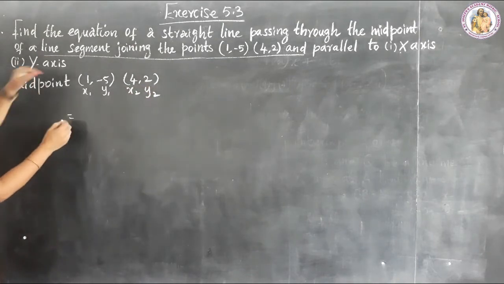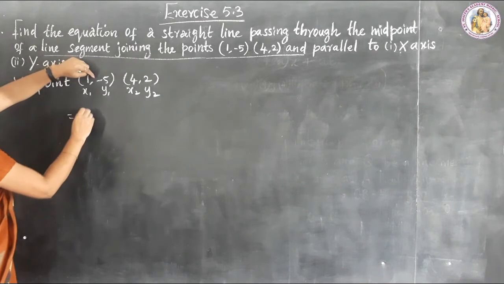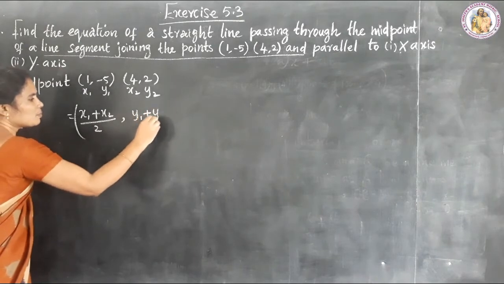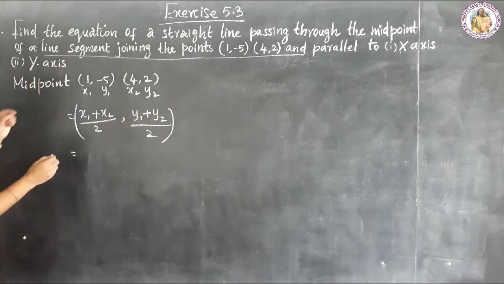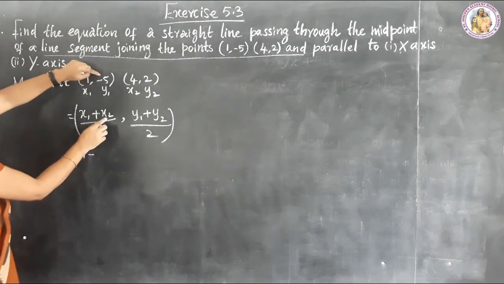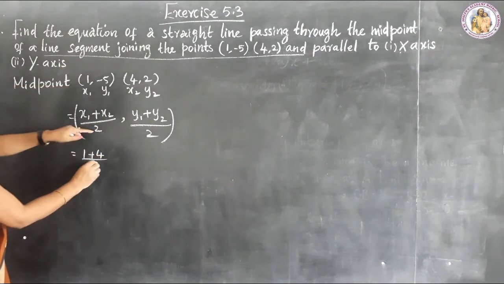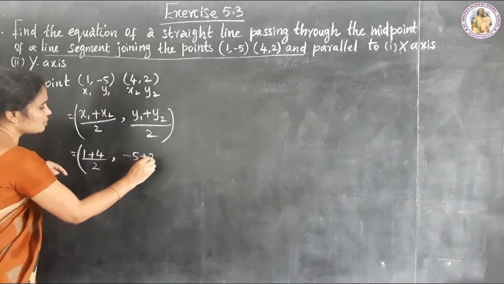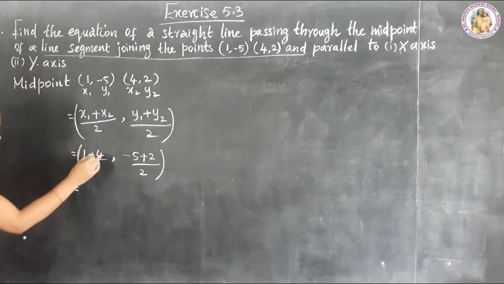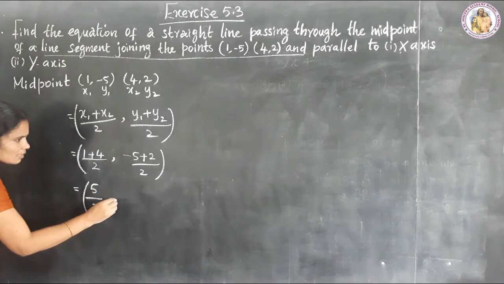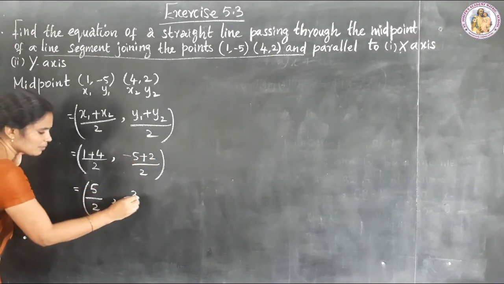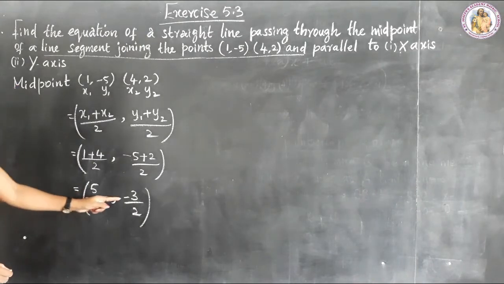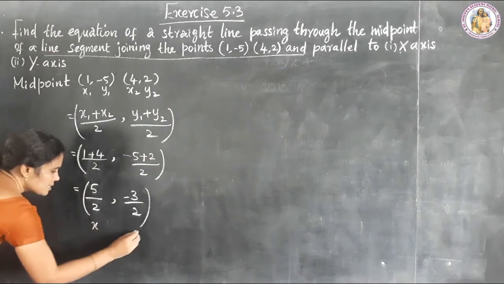Okay, and now x1 plus x2 by 2, y1 plus y2 by 2. So x1 is 1 plus x2 is 4 divided by 2, comma, y1 is minus 5, y2 is plus 2, divided by 2. So 4 plus 1 is 5 by 2, and with different signs 5 minus 2 is 3, so minus 3 by 2. So midpoint is 5 divided by 2 and minus 3 by 2, taking this as x and y.